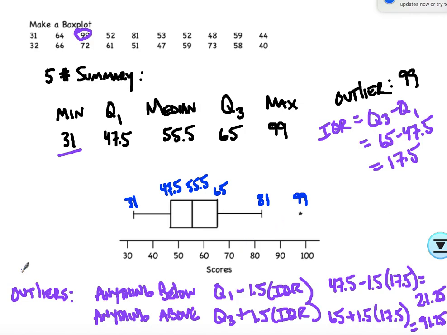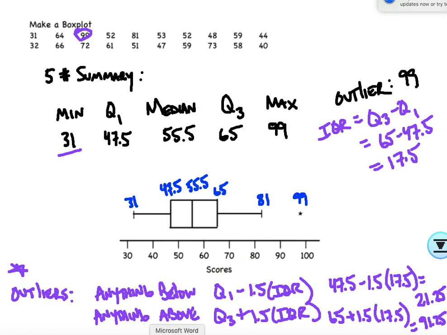So they might ask you to justify outliers. Again, I would write these formulas down. Make sure in your box plot your outliers are denoted by a little dot. But otherwise, I would utilize my calculator for the rest of that problem.